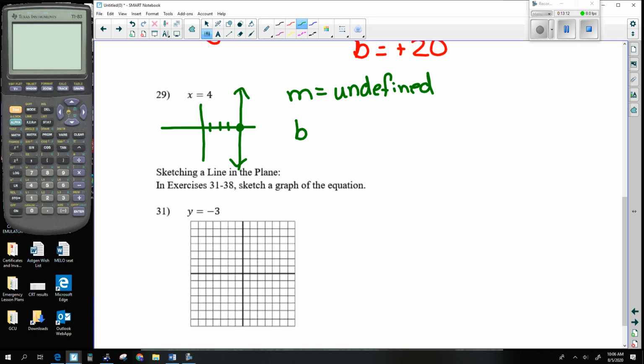And the y-intercept is, there isn't one. There's an x-intercept, but there is no y-intercept. It never touches the y-axis.